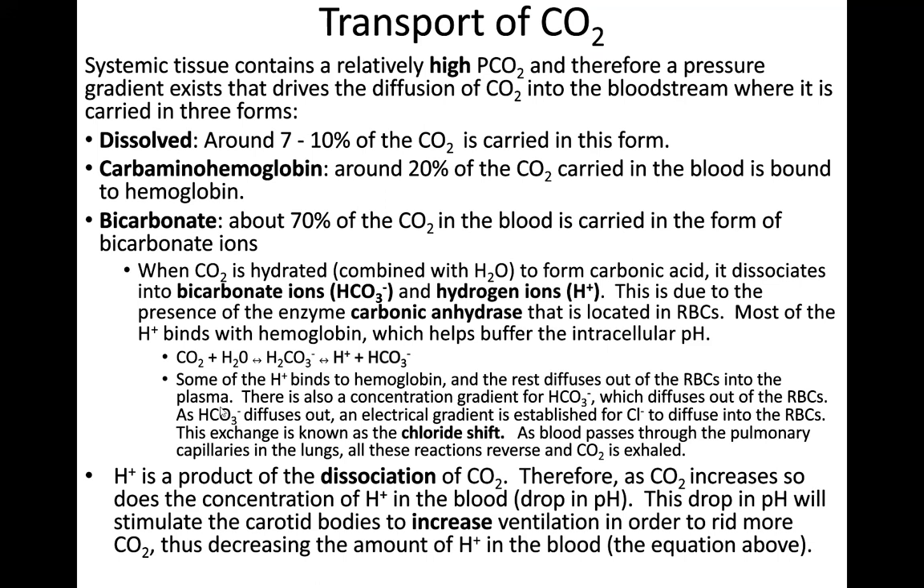As the bicarbonate is formed, a lot of that diffuses out of the red blood cells, which creates an electrical gradient that is established for chloride to diffuse into the red blood cells. And we call this exchange a chloride shift. I'll point that out on the next slide. And then as that blood passes through the pulmonary capillaries and lungs, all these reactions are reversed.